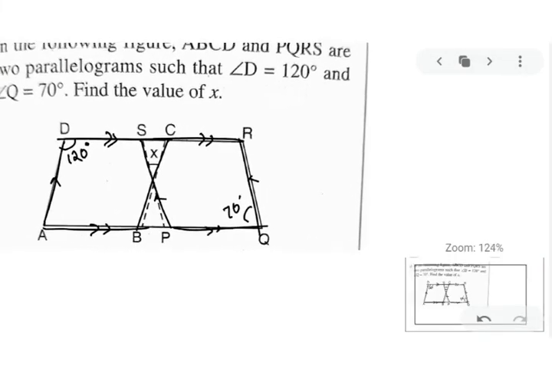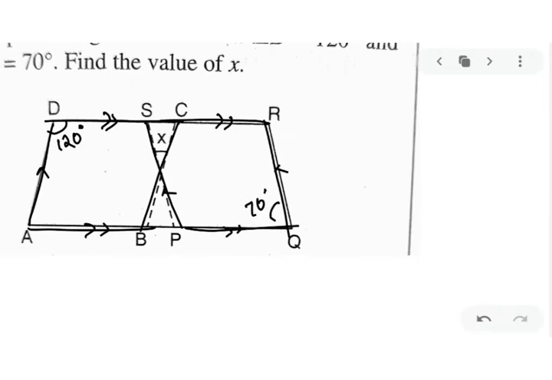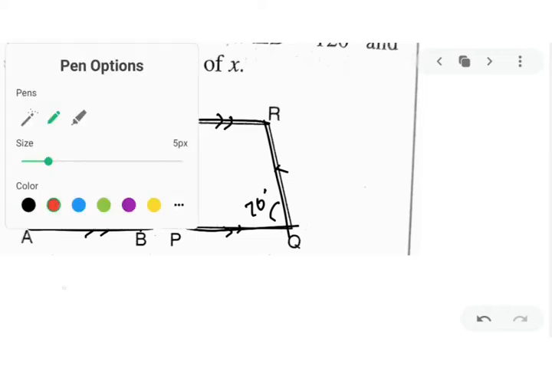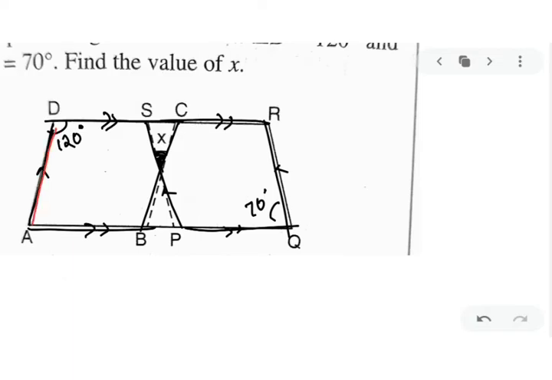I'll just zoom the figure so that you can clearly view it. You have to find X. That means you have to find this angle. Now my dear kids, if this is a parallelogram, just look at the red color. If this is a parallelogram and this is 120, that means one angle is 120. So what will be this? This will be 60. Why 60?